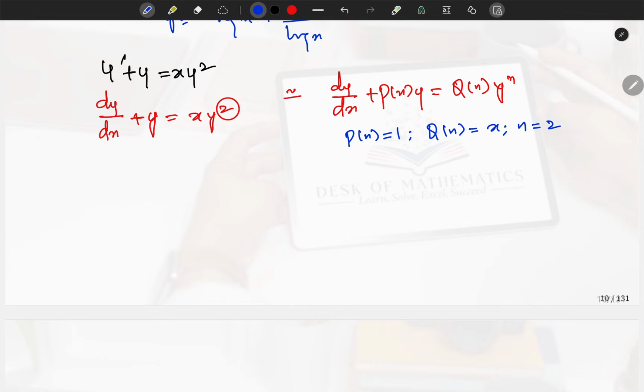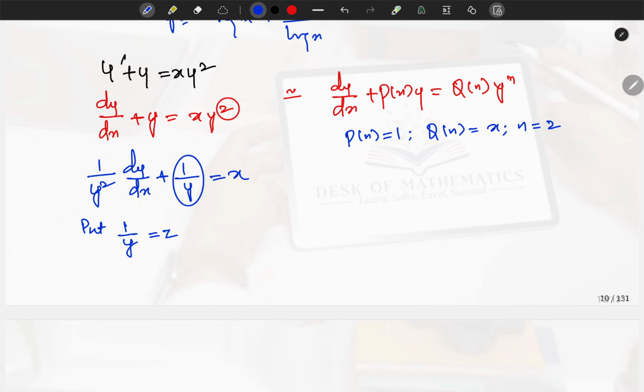So what will you do? You will divide by y raised to the power n throughout. So when you divide by y square throughout, that will be 1 by y square dy upon dx plus 1 by y is equal to x. Now you have to put 1 by y as something. So put 1 by y is equal to z.